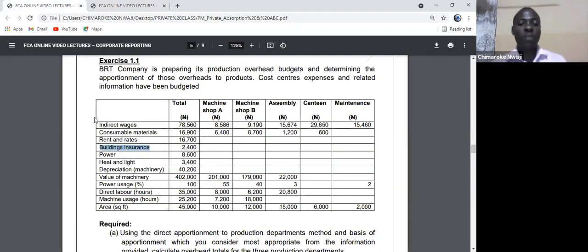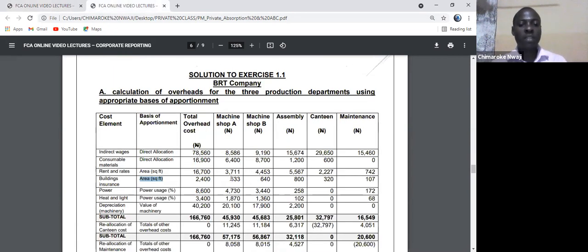I will come for shop A, machine shop A. I will say 10,000 divided by 45,000 multiplied by 2,400. And that gives me 533. That is how you do for shop B, machine shop, and assembly, canteen, and maintenance. That is how you do, and you get these figures that we got here.